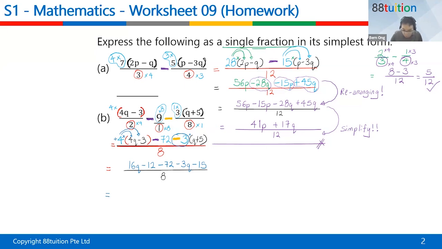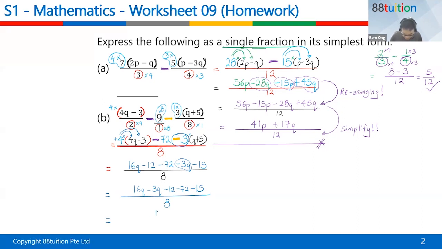Next step, you rearrange. So all the 16q, the q family, you put them together. The minus belongs to 3q down here. The sign is always in front. The minus belongs to 12, the minus belongs to 72, and the minus belongs to 15. The whole thing over 8. This step is called rearranging, and the next step is called simplifying.